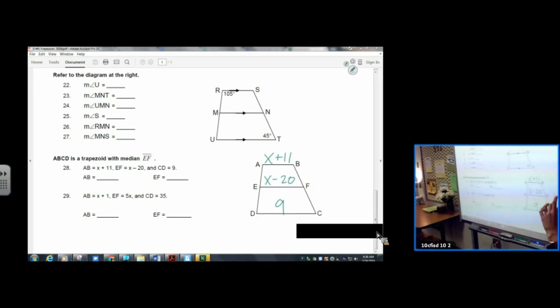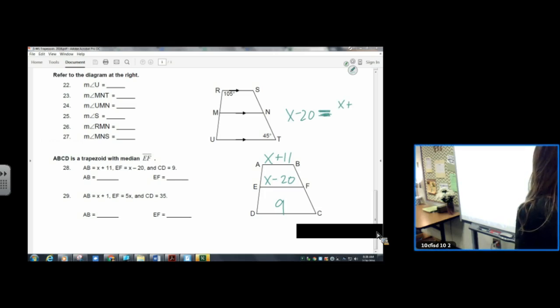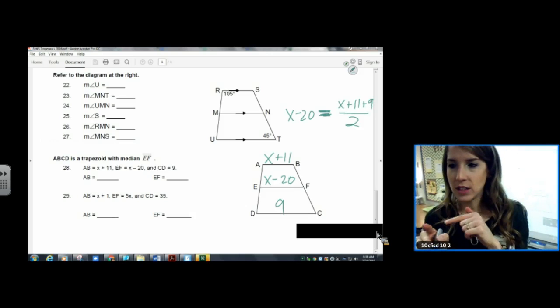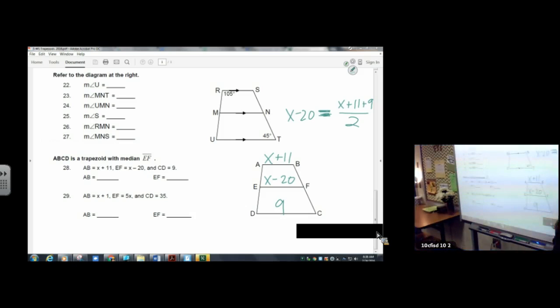Okay, well, we still know that the mid-segment is the average of the bases. So I add my bases, divide by 2, and that equals my mid-segment. The opposite of dividing by 2 is multiplying by 2, so I'm going to multiply both sides by 2. 2x minus 40 equals x plus, I'm going to combine these, 20. Subtract x and add 40 at the same time, and you solve.